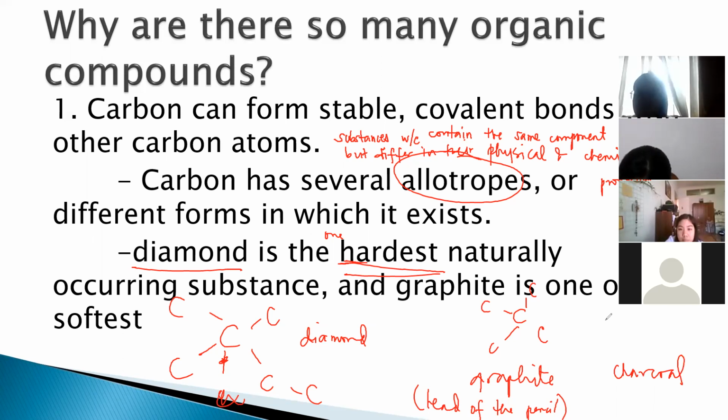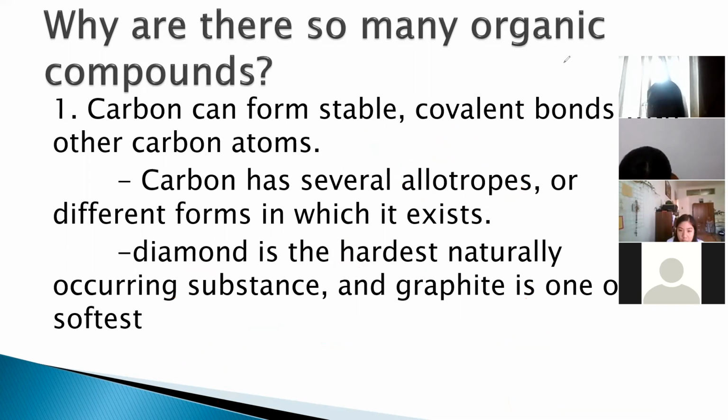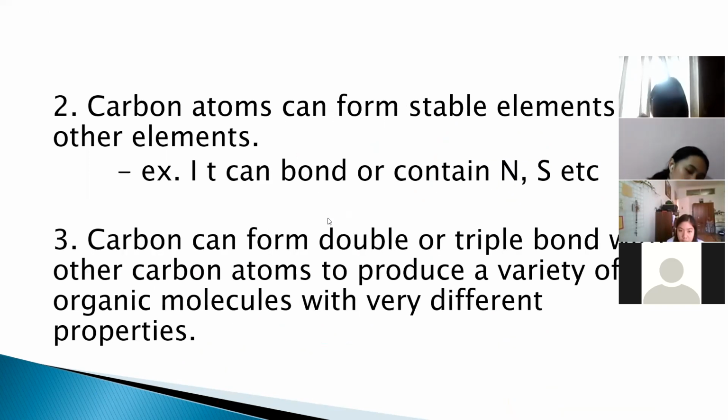So that is one of the reasons why we have so many organic compounds. Carbon can form stable covalent bonds with other carbons, okay, even resulting in the existence of our allotropes. Now, what is the second reason? Aside from the ability of carbon to form bonds with itself, carbon can also form stable bonds with other elements. So if the element is also a non-metal, just like nitrogen and sulfur, the resulting bond is a very strong bond, which is also a covalent bond.